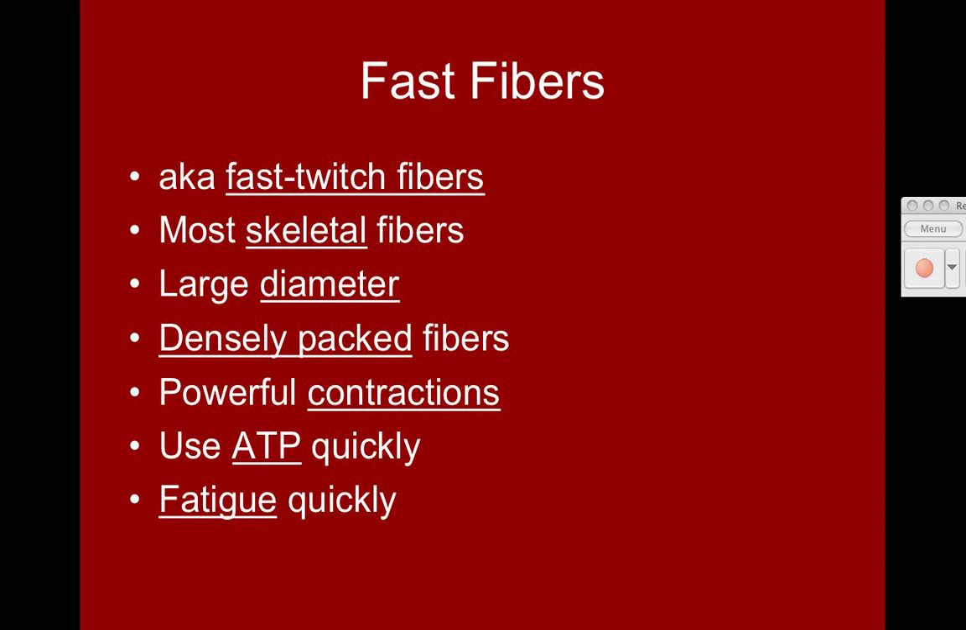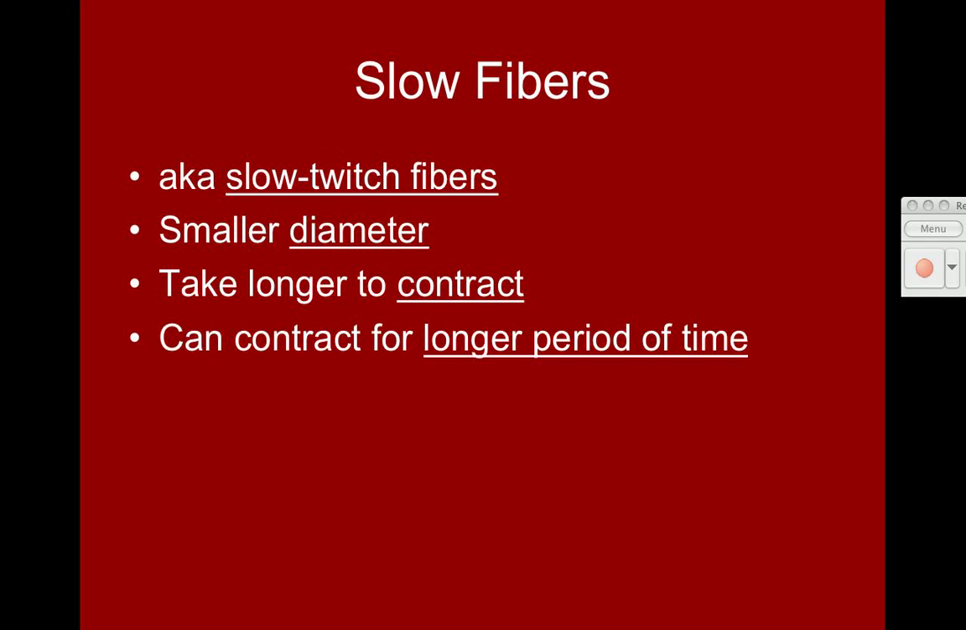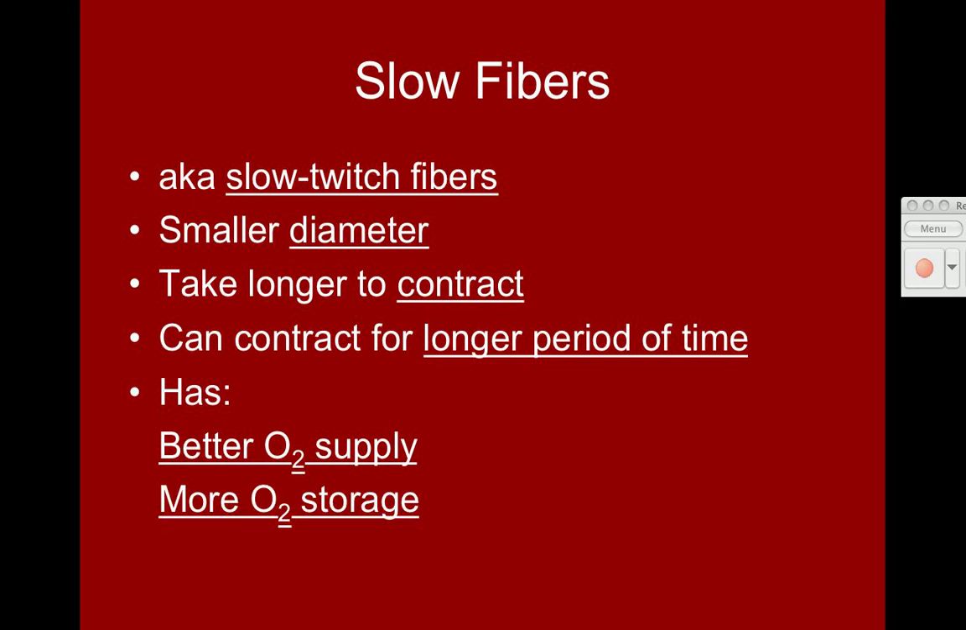Now, if we've got fast fibers, we also have slow fibers. Slow fibers are also known as slow twitch fibers. These have a smaller diameter and take much longer to contract, hence the slow part. However, they can contract for a longer period of time. Part of that reason is because they have a better oxygen supply, they are able to store more oxygen, and they're also able to use the oxygen more effectively.